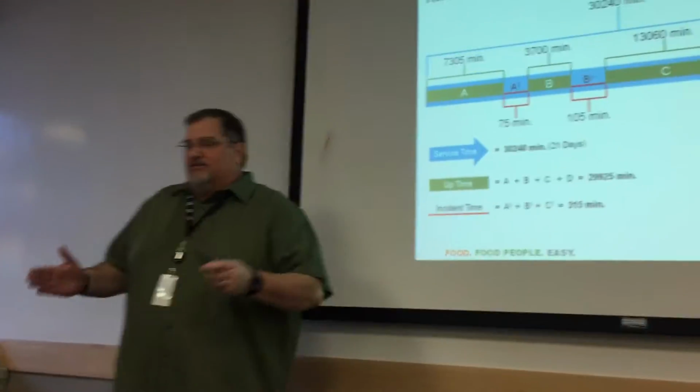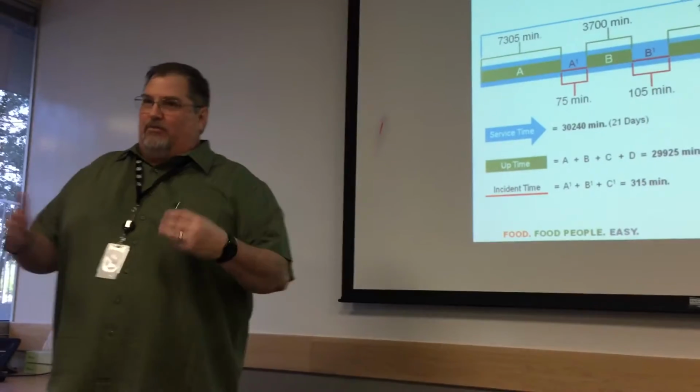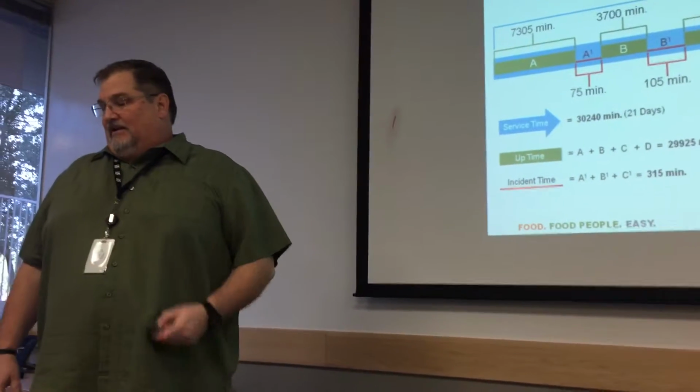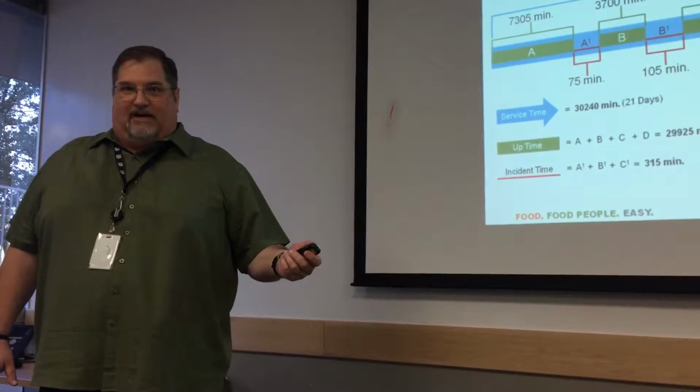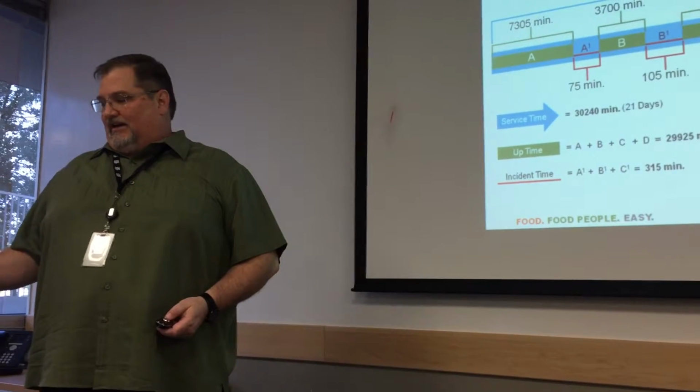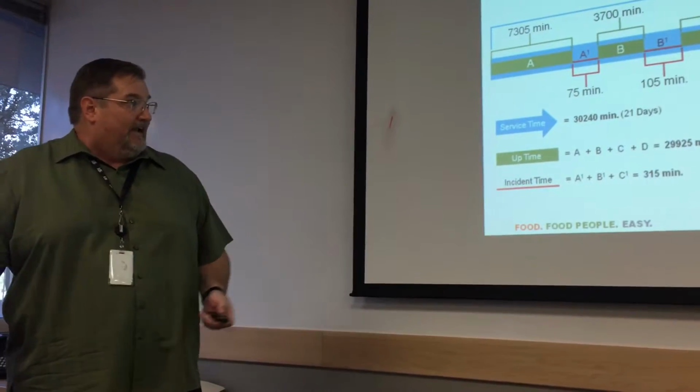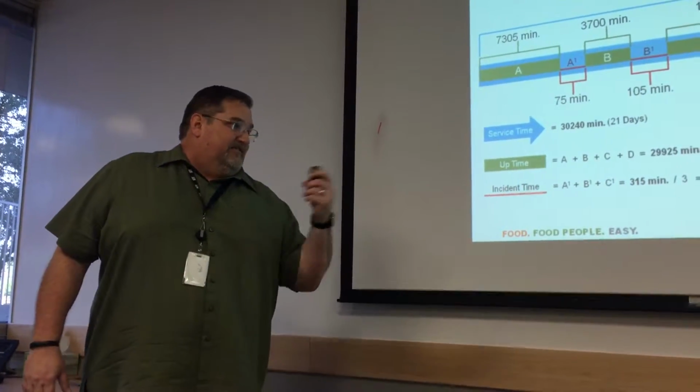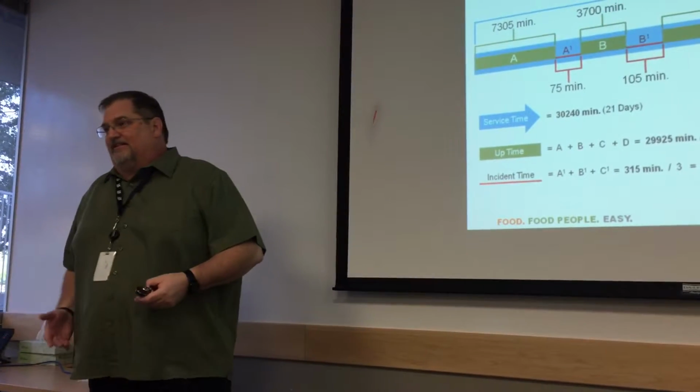So what we want to try to do is find out the average amount of time we have for both uptime and incident time. And so we divide the uptime by 4 because we get 4 periods of uptime. We get 7,481 minutes. Incidents, we divide by 3, we can get 105 minutes.